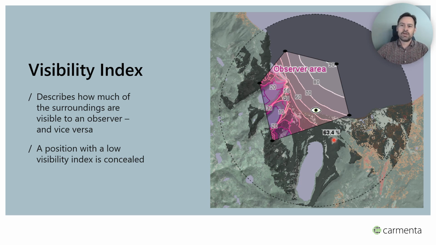Within the observation area we can also display the visibility indices for all possible positions as isolines, with a transparent color ramp. So for example, here you have a 60% visibility of the area around. Here you have a 20% visibility of the surrounding area.